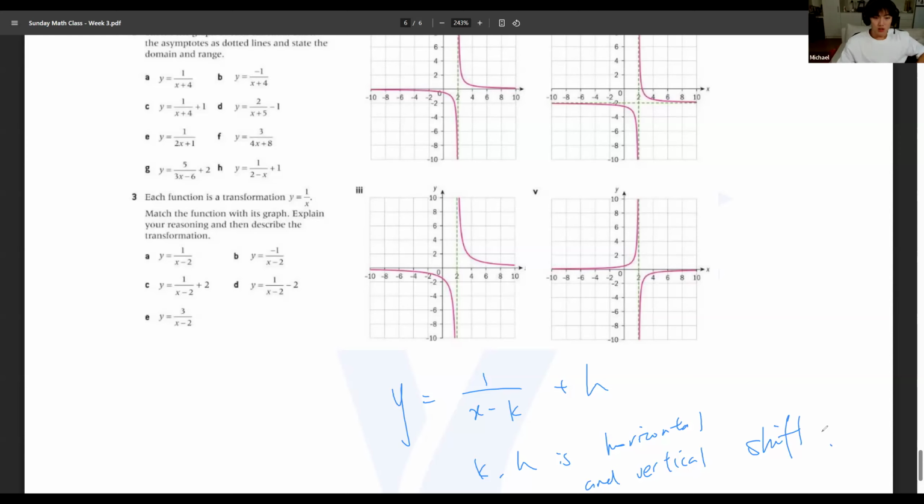Does that make sense? So k and h effectively transform the graph from y equals 1 over x to a graph like this. And h and k are the vertical and horizontal shift. h, as we just talked about, is shifting up, or if it's negative, shifting down. And k is doing something directly to x. We talked about this before. If it's subtracting k, we are shifting it right by k units. Does that make sense?